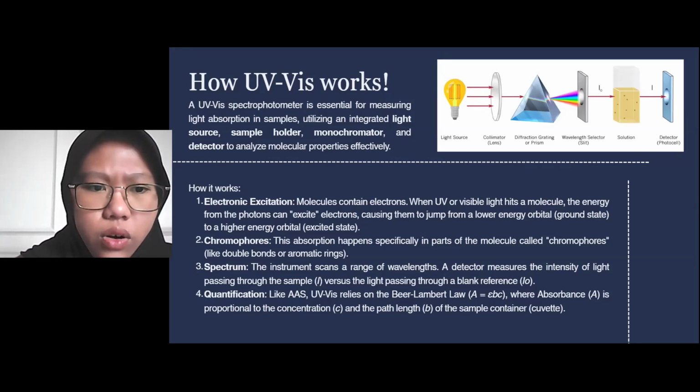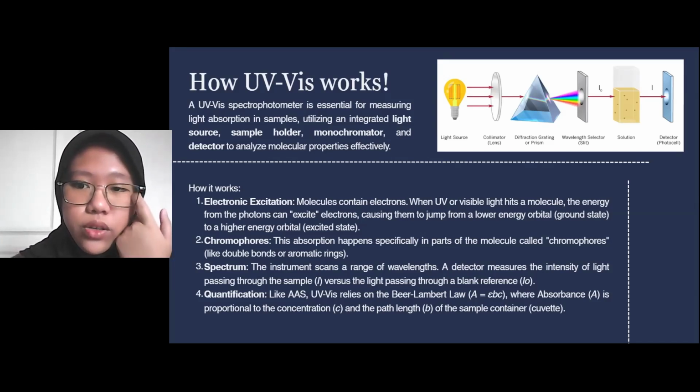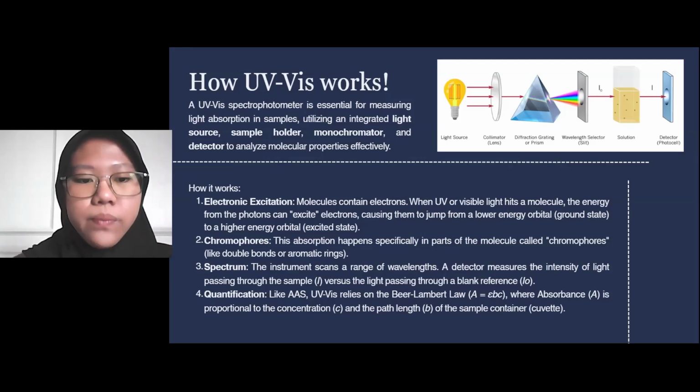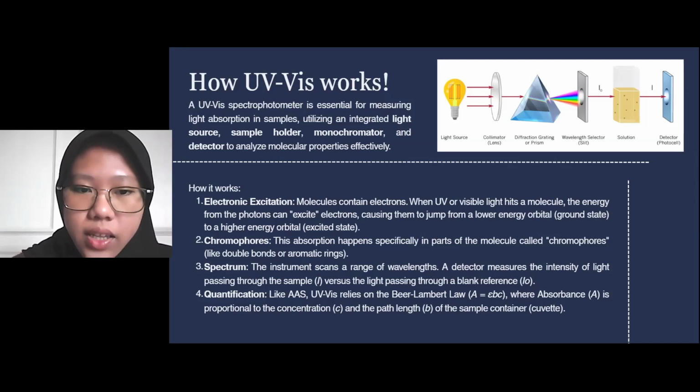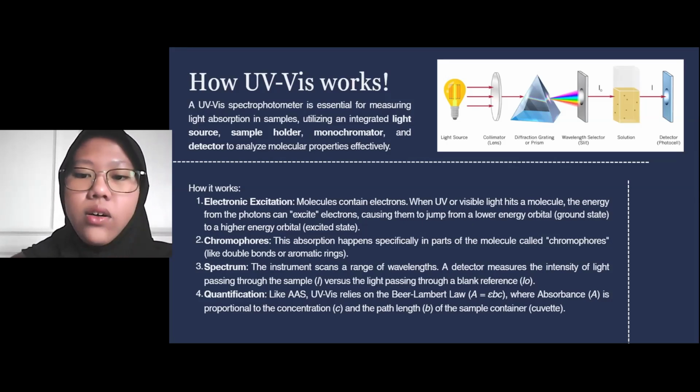Two, chromophores. This absorption happens specifically in parts of the molecule called chromophores, like double bonds or aromatic rings. Three, spectrum. The instrument scans a range of wavelengths. A detector measures the intensity of light passing through the sample versus the light passing through a blank reference. Four, quantification. Like AAS, UV-Vis relies on the Beer-Lambert law, where absorbance is proportional to the concentration and the path length of the sample container, or cuvette.